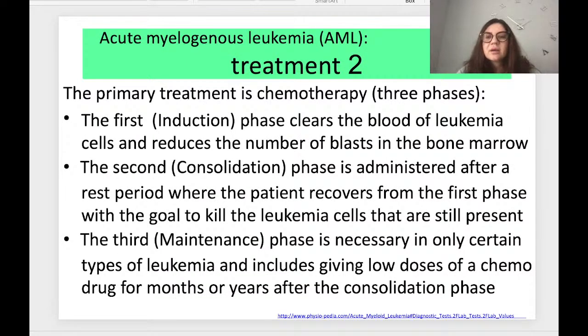The primary treatment which we use for most patients is chemotherapy. It includes 3 phases. The first one, the induction phase, clears the blood of leukemia cells and reduces the number of blasts in the bone marrow. Second is the consolidation phase. It is administered after a rest period where the patient recovers from the first phase, with the goal to kill the leukemia cells that are still present. And third is the maintenance phase, which is necessary in only certain types of leukemia and includes giving low doses of chemo drugs for months or years after the consolidation phase.